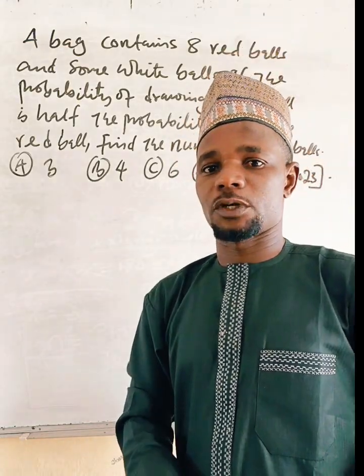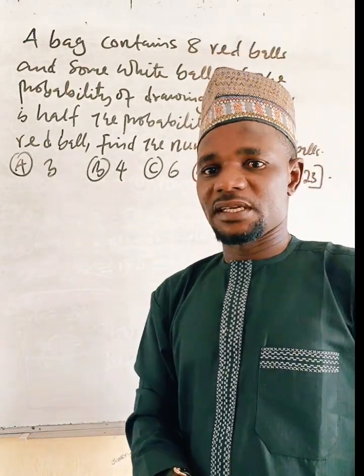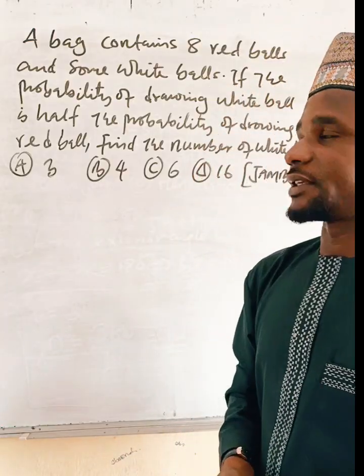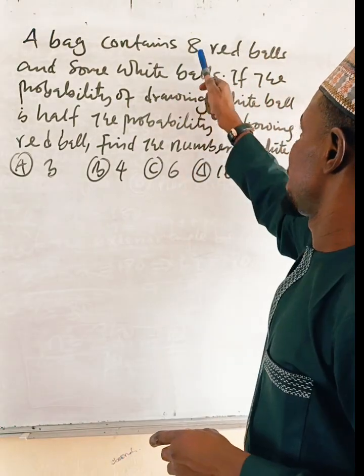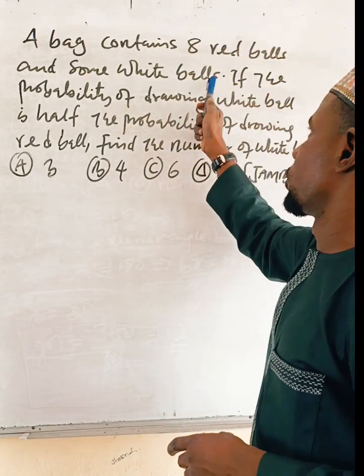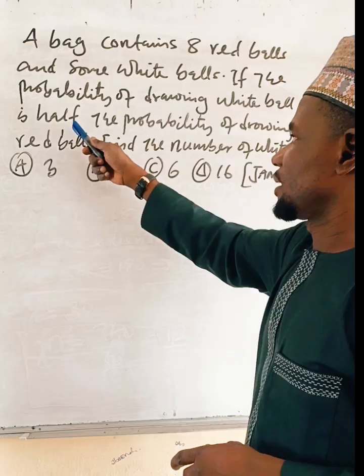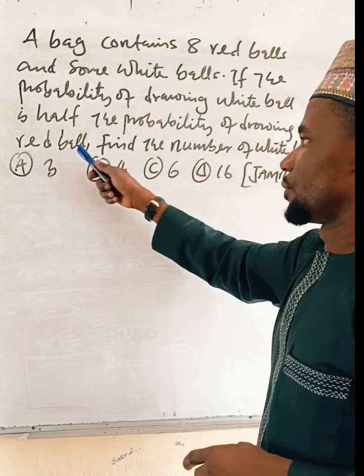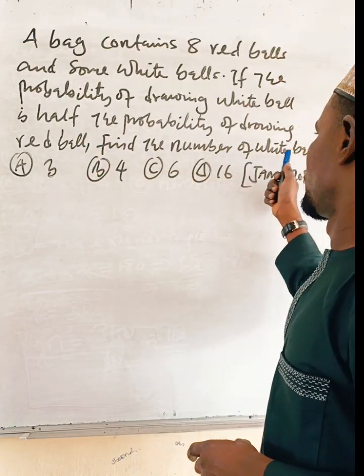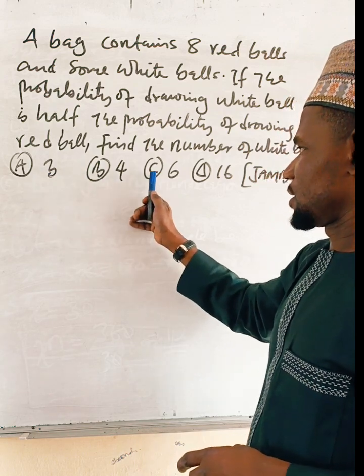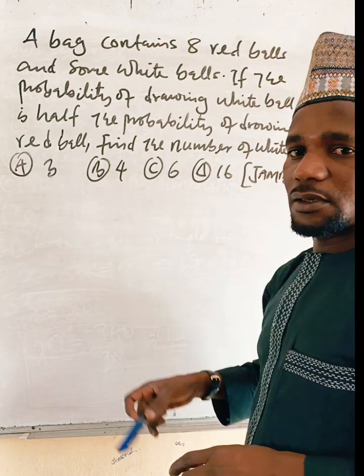Today I have probability questions and it's also JAMB 2023. The question goes like: a bag contains 8 red balls and some white balls. If the probability of drawing a white ball is half the probability of drawing a red ball, then find the number of white balls. Option A is 3, B is 4, C is 6, and D is 16. But we don't know the correct option.